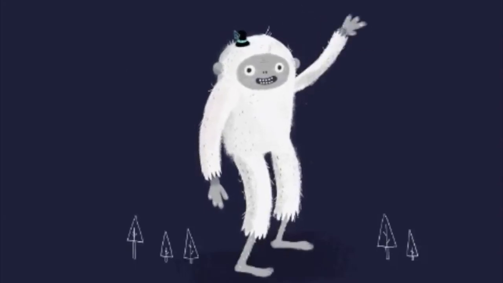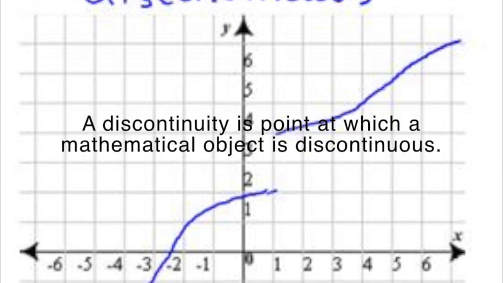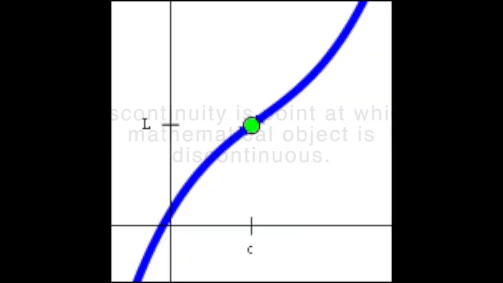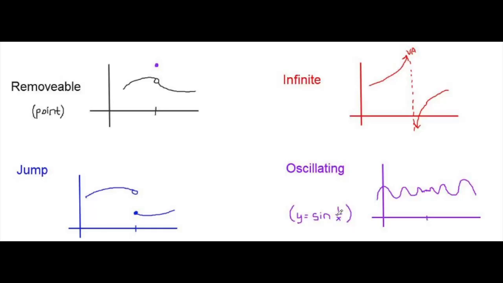Hello, in this video I'm going to teach you a little bit about what is discontinuity in math. So what is discontinuity? A discontinuity is a point at which a mathematical object is discontinuous. A function has a discontinuity if it isn't well defined for a particular value or values. Discontinuities can be classified as jump, infinite, removable, and essential.